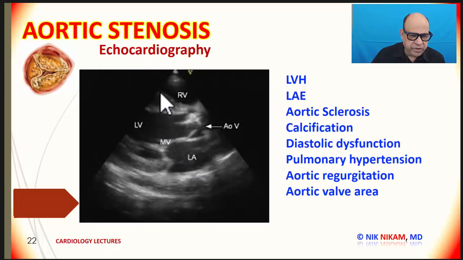Here's an example of a patient with left ventricular hypertrophy with increased thickness of the interventricular septum and the posterior wall, along with maybe some left atrial enlargement with the doming of the aortic valve, as you can see here. We can also see diastolic dysfunction because of increased thickness. There may be evidence of pulmonary hypertension in patients with left heart failure. Along with aortic stenosis, we may also see some degree of aortic regurgitation. Based on two-dimensional echocardiography, by taking a parasternal short axis view, we can actually measure the aortic valve area.